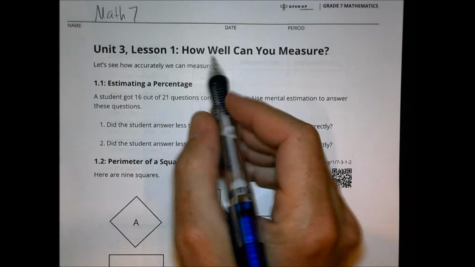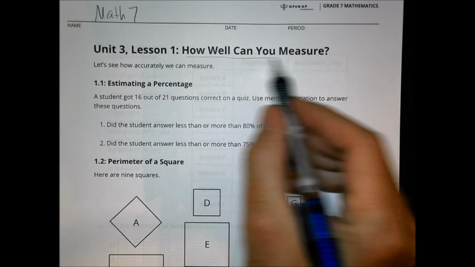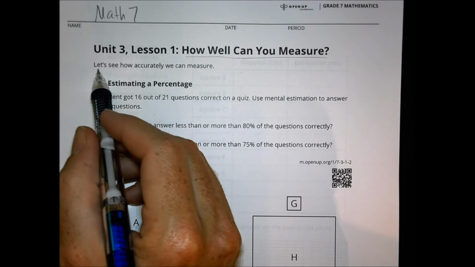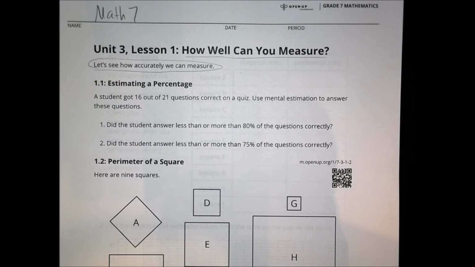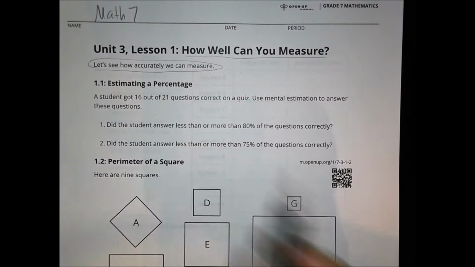This is Unit 3, Lesson 1, entitled How Well Can You Measure? And so we're going to talk today a little bit about how accurately we can measure an object to determine perhaps its perimeter, its area, and things like that.